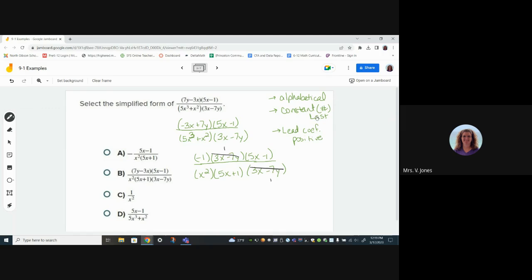So to write this, your answer would have your 5x minus 1 on top. You're going to have an x squared and a 5x plus 1 on the bottom. And usually this negative, we usually just put out front. So that ends up being that answer.